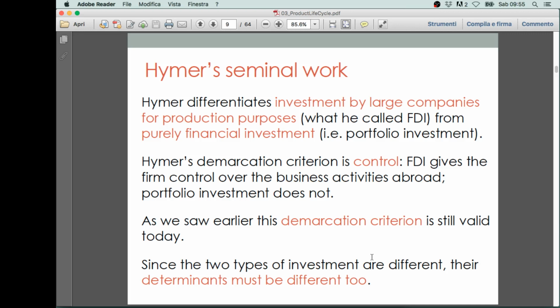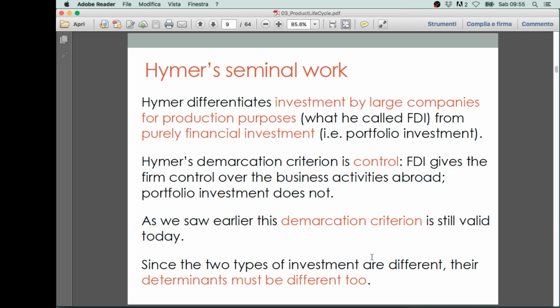In particular, his point was that foreign direct investments give the firm control over the business activities abroad, whereas portfolio investments do not. Okay, why do they not? Because they are undertaken for completely different reasons. When you make foreign direct investments, you establish a long-term interest in the management of the company in which you are investing. When you make portfolio investments, you just want to earn a short-term return from your investment.